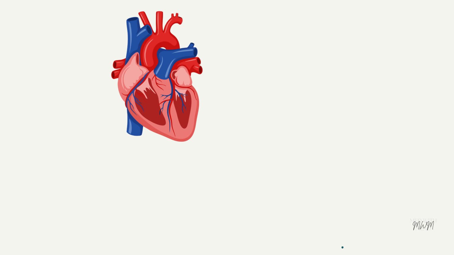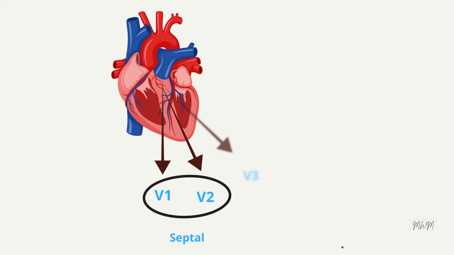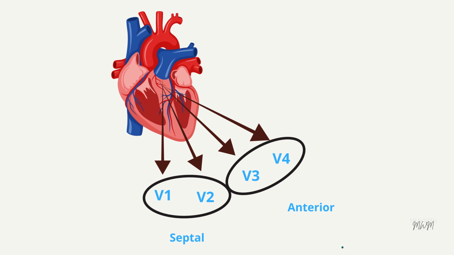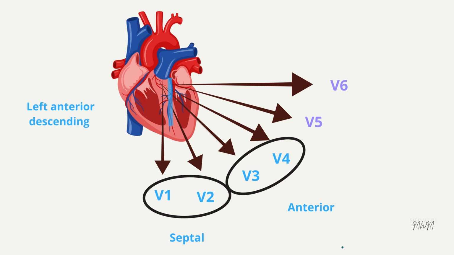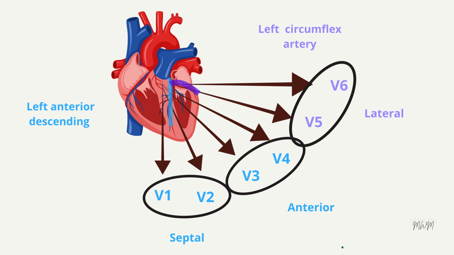Let's now get an idea of how the chest leads relate to the heart. V1 and V2 look through the septum, while V3 and V4 capture the anterior wall. Together, these leads reflect the area supplied by the left anterior descending artery. V5 and V6 sit further to the side and show the lateral wall, which is supplied by the circumflex artery. By seeing which of these leads show ST elevation or depression, we can tell where the infarction is, septal, anterior, or lateral.